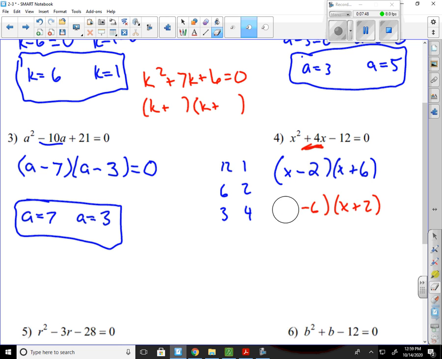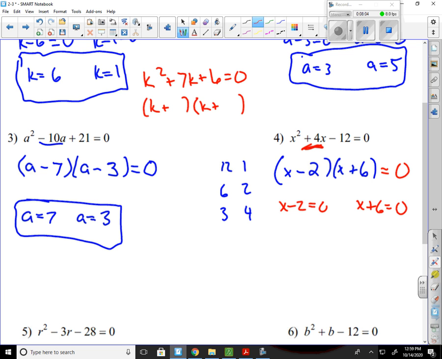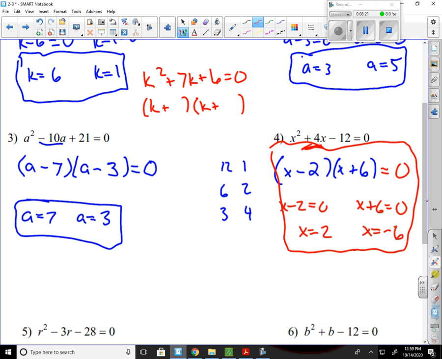So it really matters where it goes this time. It has to go with the plus if it's the bigger number, and this is positive. So x minus 2 equals 0. x plus 6 equals 0. x equals 2. x equals negative 6. If you don't show me this work, or at least this process, I can promise you're not getting points.